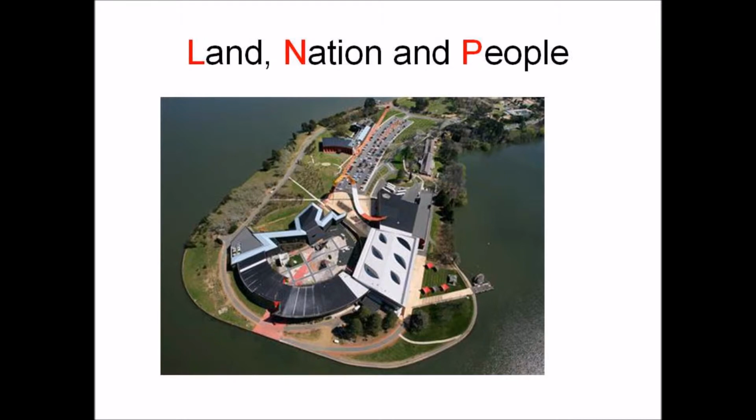The architecture of the Museum of Australia was innovative of its time, avoiding the traditional interpretations of how people view the museum. The postmodernist architecture reflects the diversity of the collection. The museum can be broken up into 3 themes: land, nation, and people.